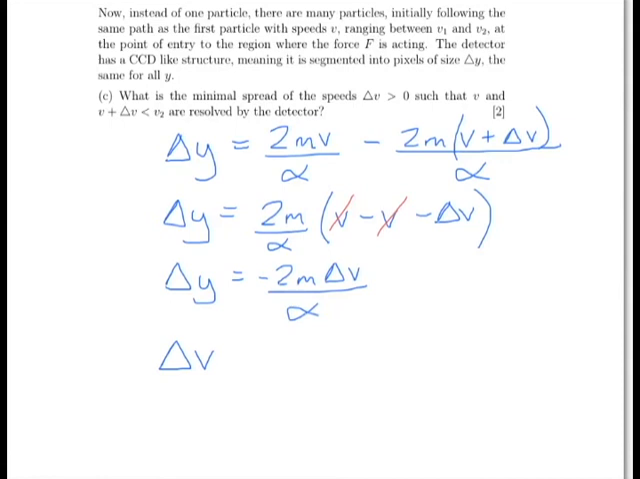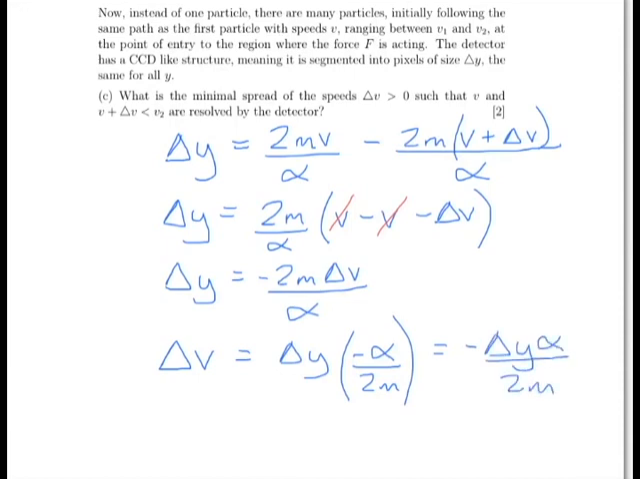So this will give us delta v equals delta y multiplied by minus alpha over 2m, which is going to be minus delta y alpha over 2m. And since delta v is a difference, it doesn't matter if we have positive or negative, so we can just say delta v must be equal to delta y alpha over 2m, equal to or larger than delta y alpha over 2m.